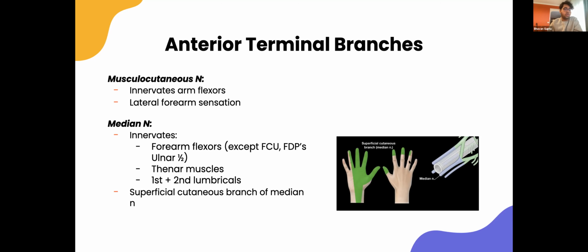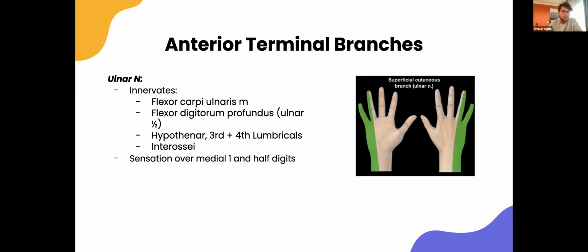Okay. One thing that I wanted to mention here that I didn't put on the slides is that the median nerve does sort of branch off, whereas the motor innervation for the median nerve goes through the carpal tunnel, but the superficial cutaneous branch of the median nerve doesn't. It branches off right before that, which is important to note for carpal tunnel. And we'll go back to that later.